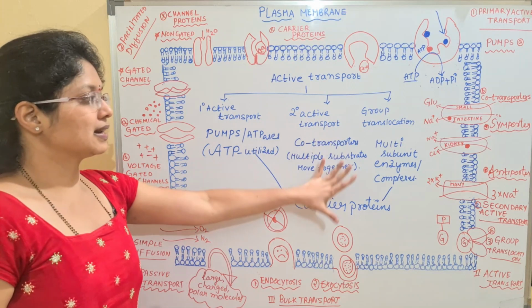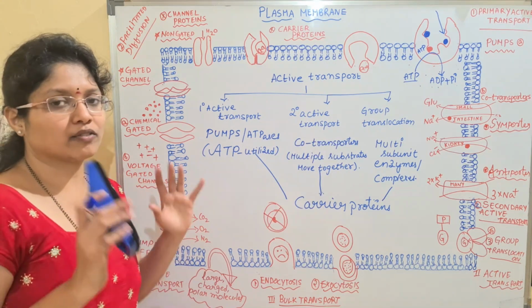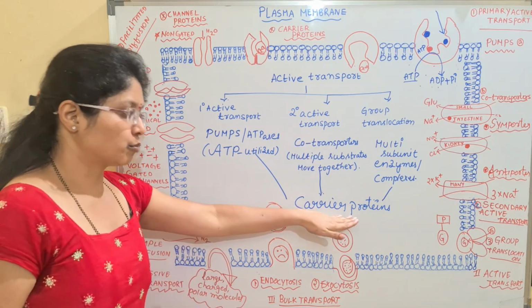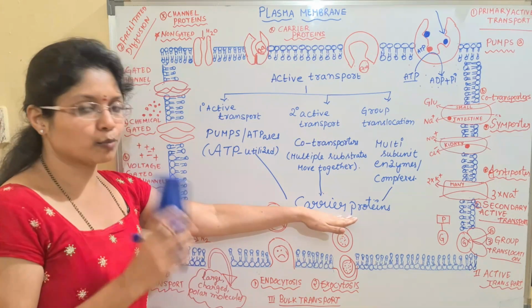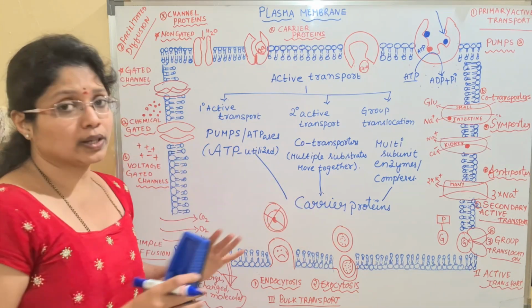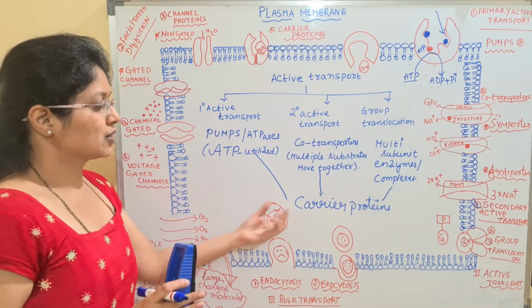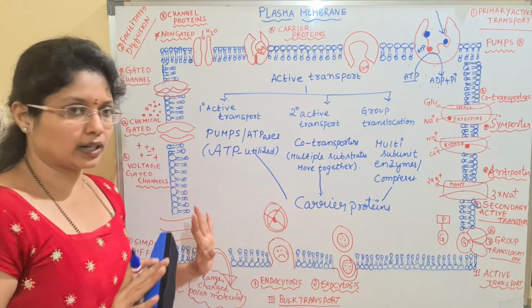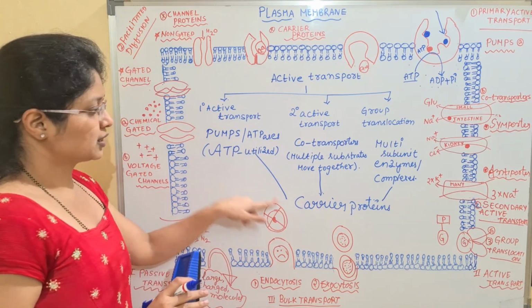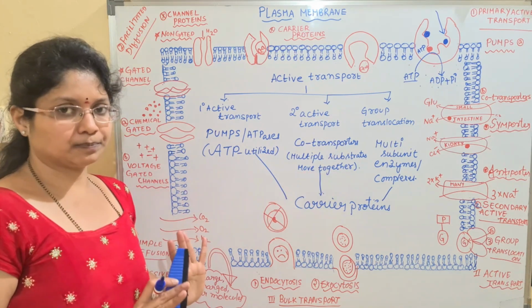So all these three are present in the active transport system. All are carrier proteins. Why are we calling them carrier proteins? Because they show conformational changes, and hence we call them simply carrier proteins. But based upon their functions, they are named differently.